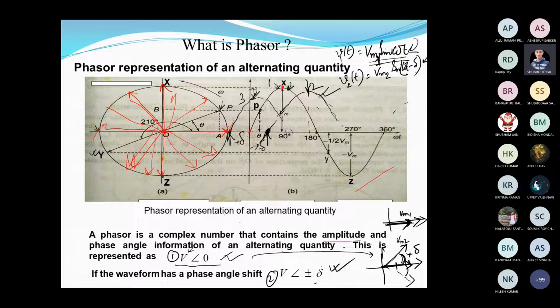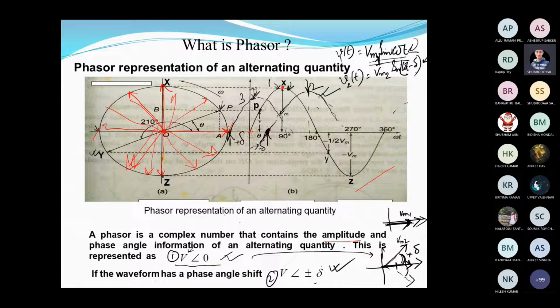Now phase angle means whether it is starting at zero, right? Or it is starting after crossing the zero after some time, or it is crossing the zero before some time. So these are actually its phase angle, right? So a phasor is generally represented by this. It has some magnitude and it has the angle, right?